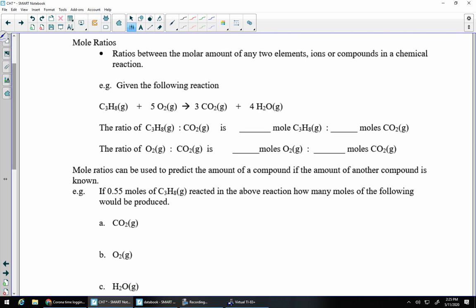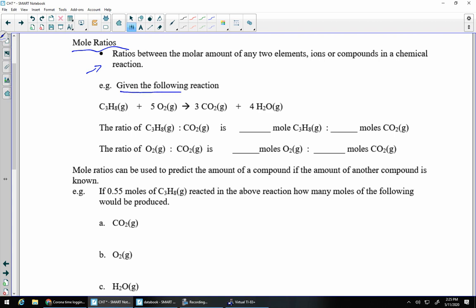So the first thing we want to go through is mole ratios. I'm going to tell you right off the bat, you've already had some practice with this. You've already done most of the work for this section, it's just looking at it in a little more detail. A mole ratio is the ratio between the moles of any two elements, ions, compounds, etc. in a chemical reaction.